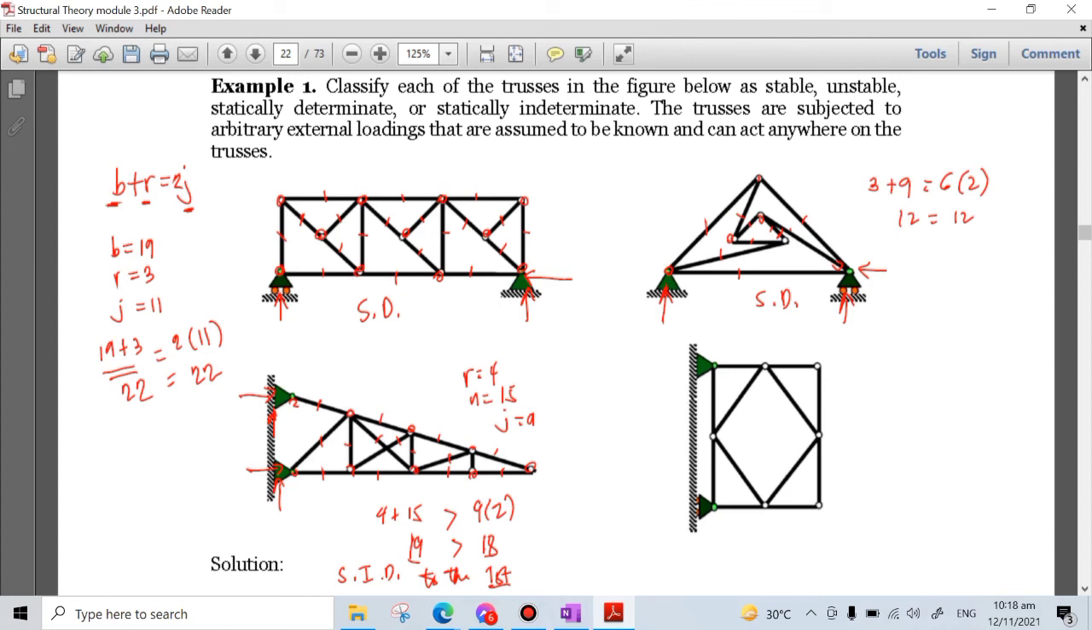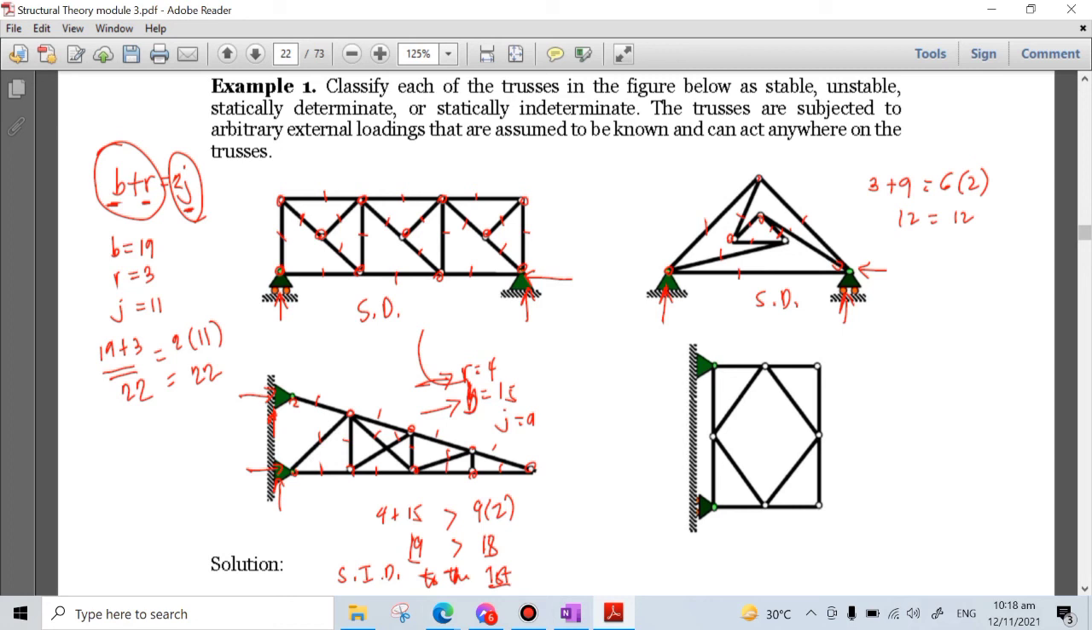Kasi po, itong reaction at itong number of members, bakit N yung ginamit ko, B pala siya, no? This is B. So, this one is B. Yung mga B at saka yung R, sila kasi yung unknown. Ito yung mapuproduce kasi natin na mga equations.